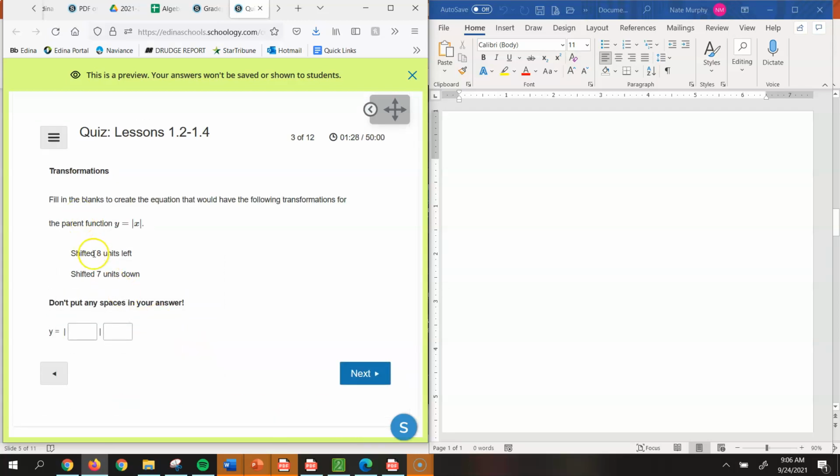So this one, again, we're looking at a transformation, and so we're going to type in the equation that's going to shift this parent function, y equals absolute value of x. It's going to shift it 8 units to the left and 7 units down. So if it's 8 units to the left, remember that's affecting the graph horizontally, and if it's anything that's happening horizontally, it happens inside the parent function. So inside the absolute value here is where we're going to put this 8. But remember that we have to do the opposite.